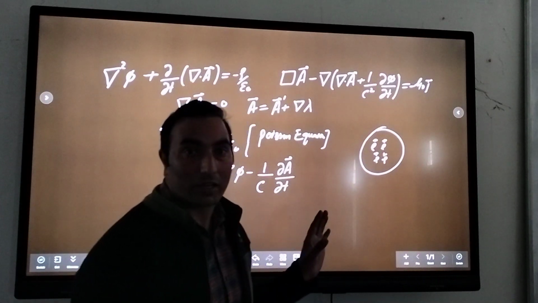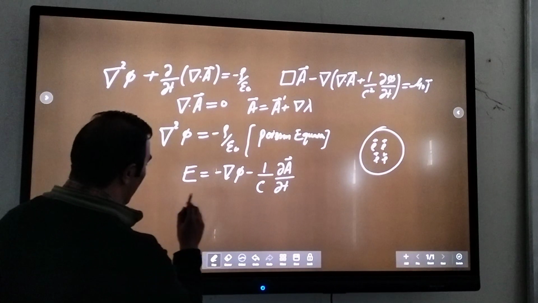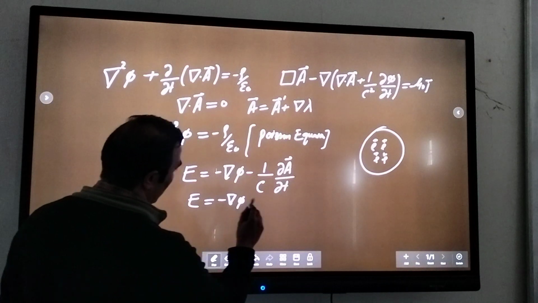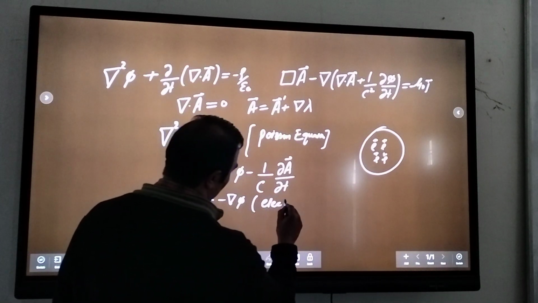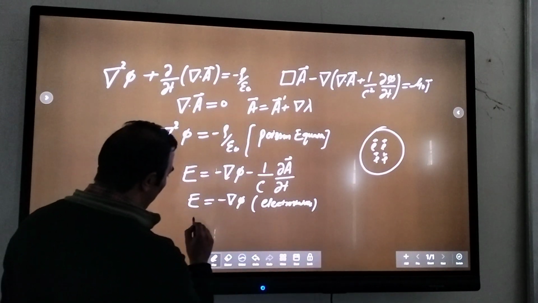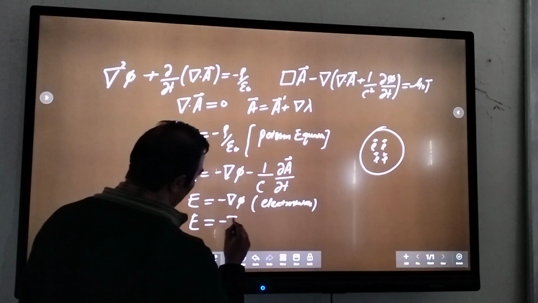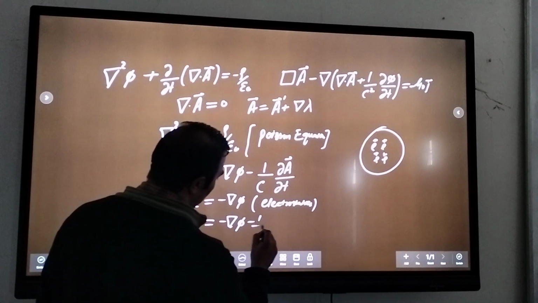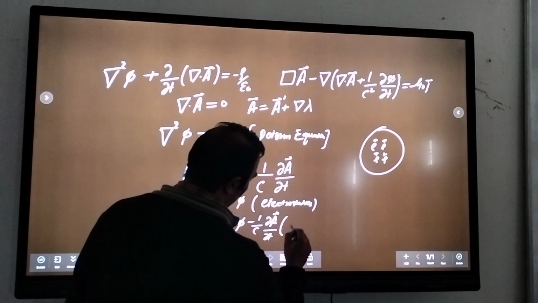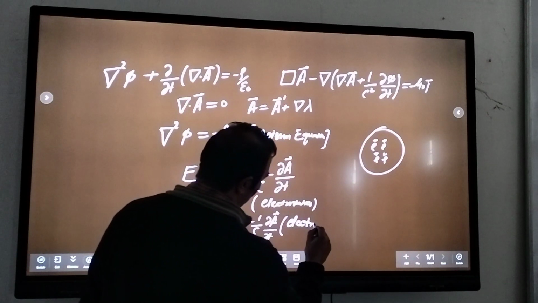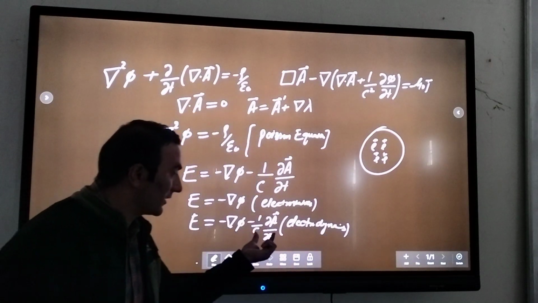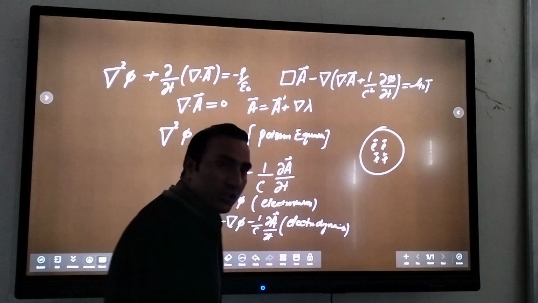So what does it tell us? If we talk about electrostatics, in electrostatics we can ignore the second term. But in electrodynamics, you cannot ignore the second term. So that means we can have its effect also. That's minus 1 by c. So in electrodynamics, the vector potential will have an effect, right?